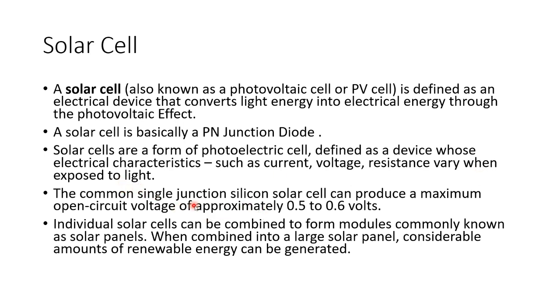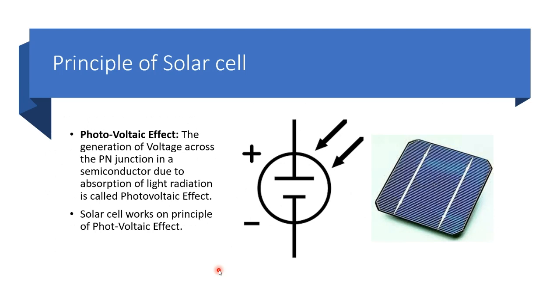A common single junction silicon solar cell can produce a maximum of 0.5 to 0.6 volt, which is very low, and thus we combine many solar cells to form a solar panel to produce a considerable amount of renewable energy. Yet we know that a solar panel cannot produce a high amount of solar energy, thus solar farms are constructed.